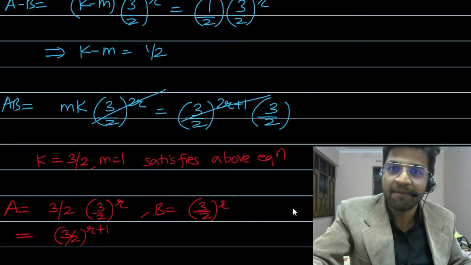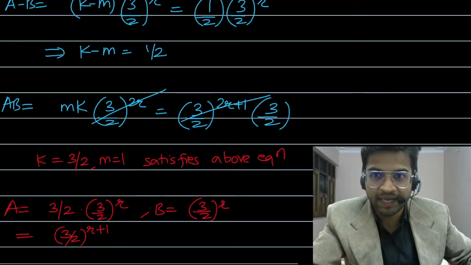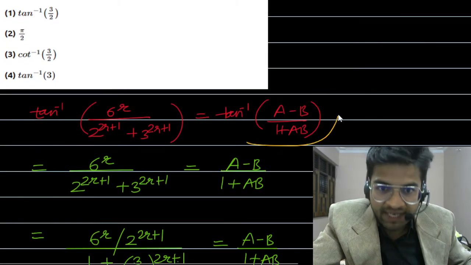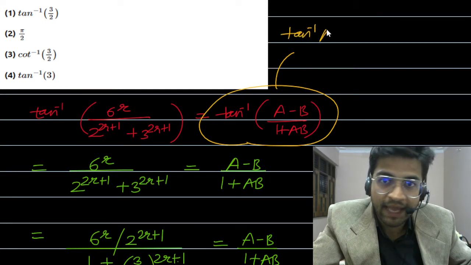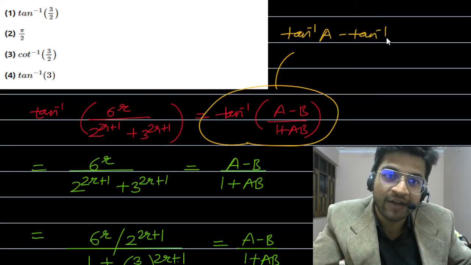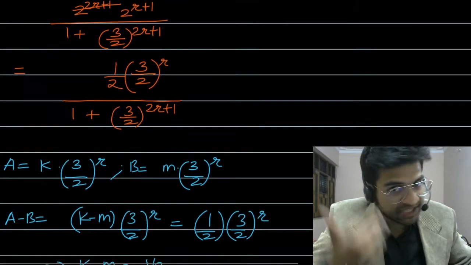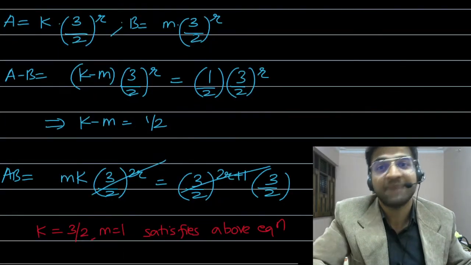Tan inverse of a minus b by 1 plus ab is tan inverse of a minus tan inverse of b. Our job is done. Now this difference method is successfully applied, and now we will use the telescopic series method.